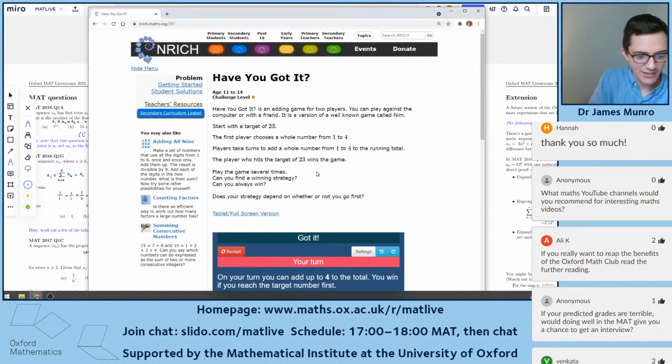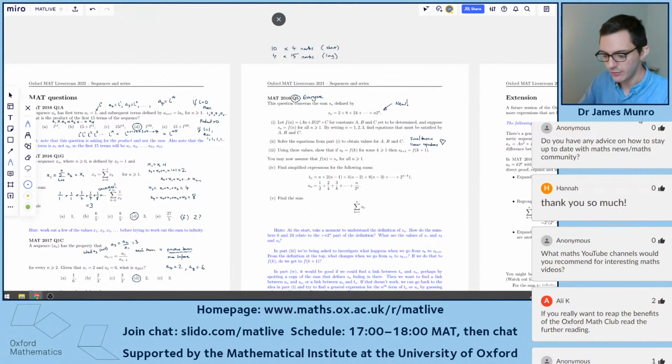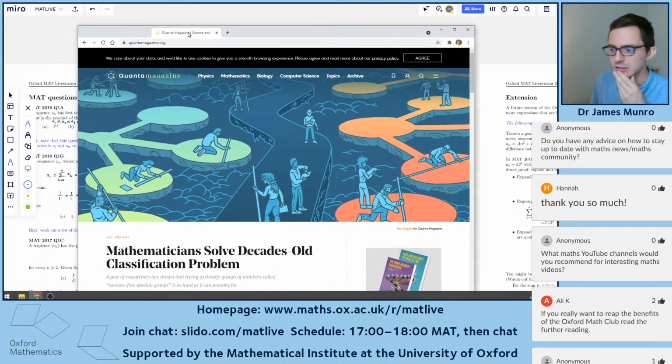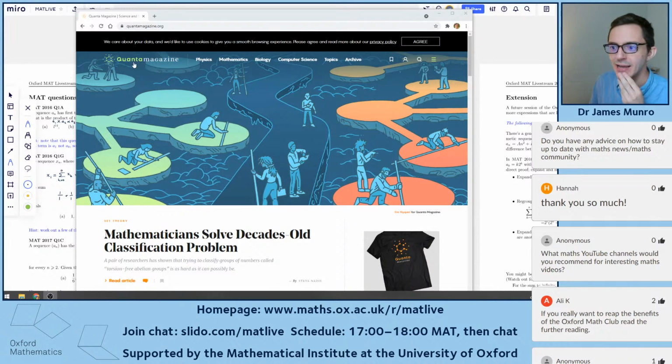How to stay up to date with maths news or the maths community. There's a really good magazine that I've only just found out about that maybe everyone already knows about, but it's just amazing. I think it's really good. So it's this one. It's called Quanta Magazine. I think it's really good.